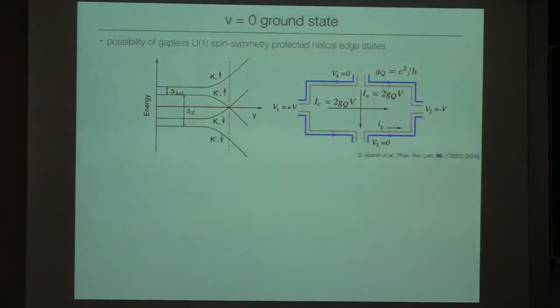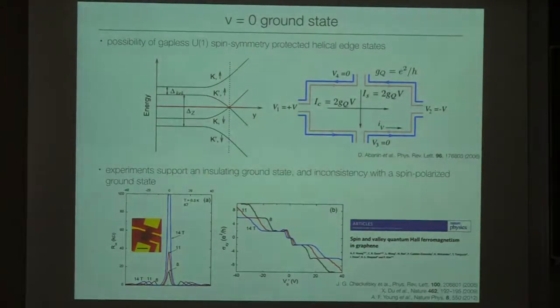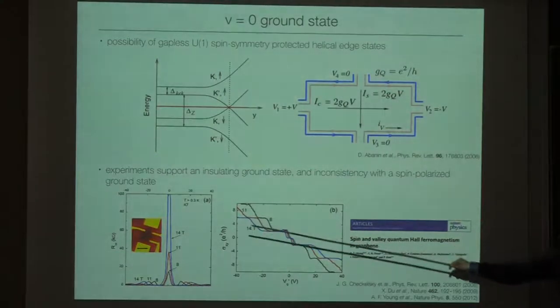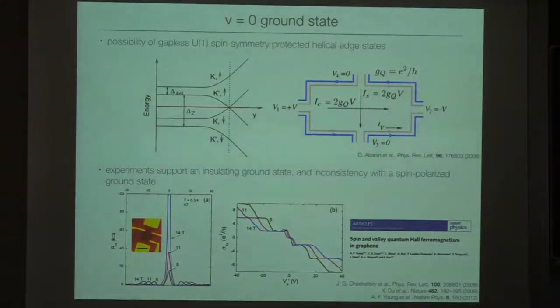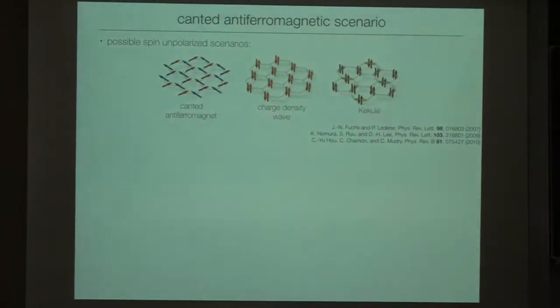It was shown early on that if the nu equals zero state is in this ferromagnetic, spin polarized ground state, it gives rise to helical edge states, which are U(1) symmetry protected. And that should give rise to very distinct charge and spin transport signatures. But subsequent experiments did not really seem to show this kind of conductance due to these conducting edge channels. In particular, when the magnetic field was increased so that the nu equals zero state was stabilized, they saw a very strongly insulating state. There was also an experiment done by Young et al. in 2012, which showed that the ferromagnetic ground state seems to be inconsistent with the experimental findings.